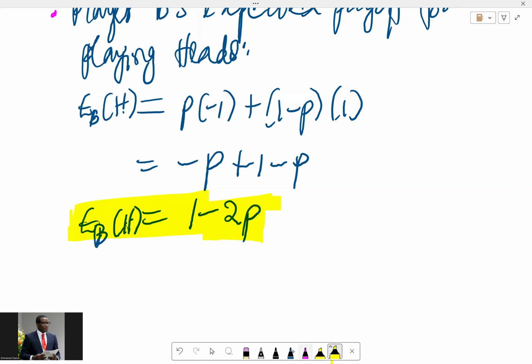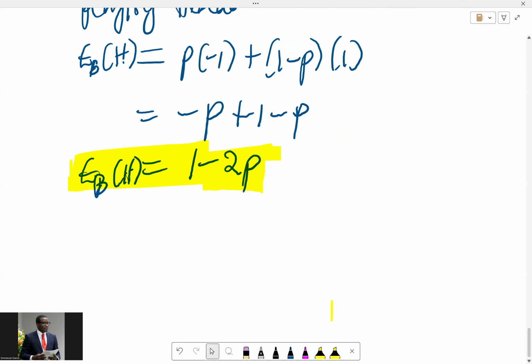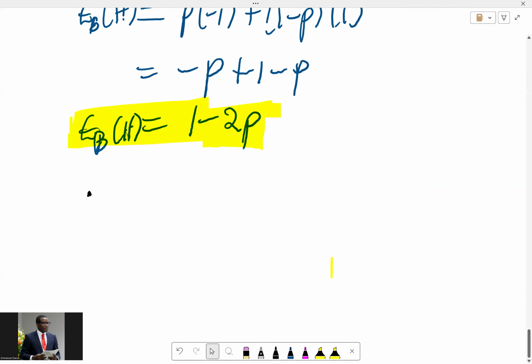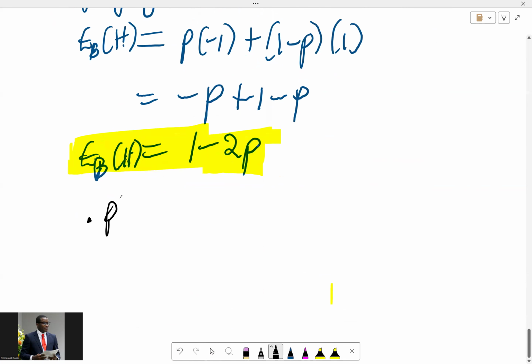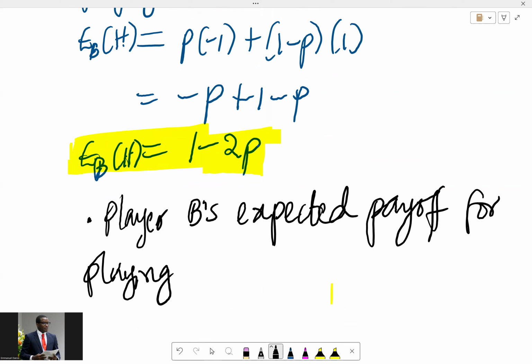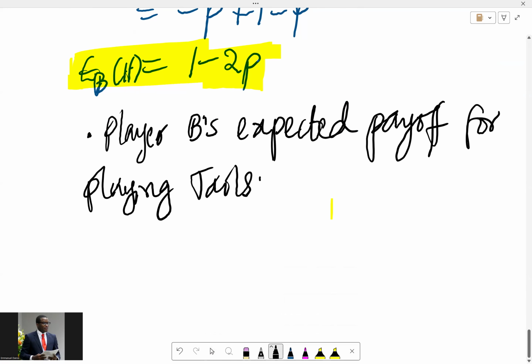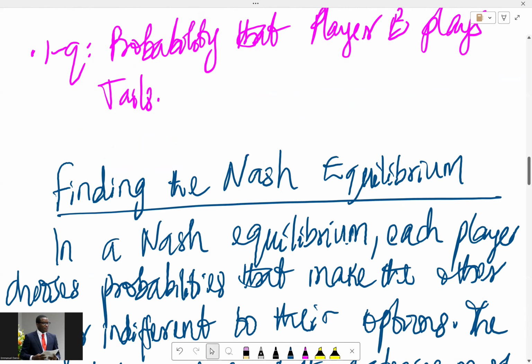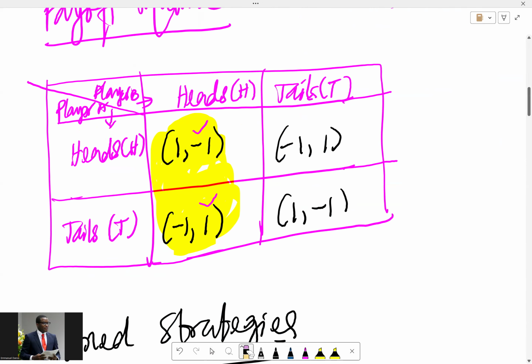And then we have the other one. So we have the other situation, which is player B's expected payoff for playing tails, the expected payoff of B for playing tails. So let's go back to the table and see what we have there. Whatever A plays and B now plays tails, let's see what happens.